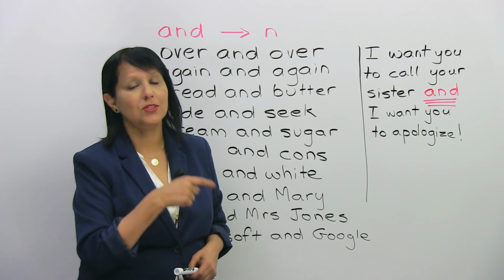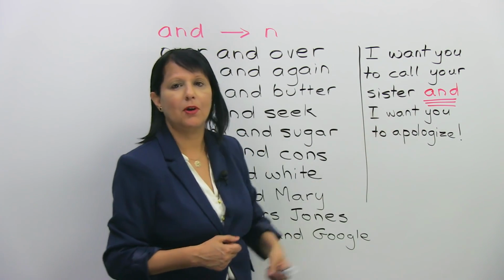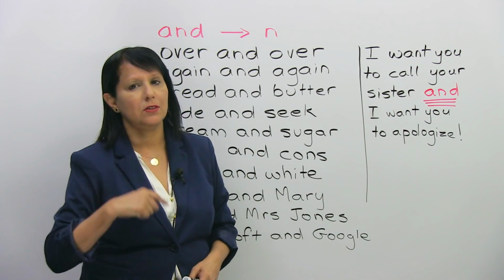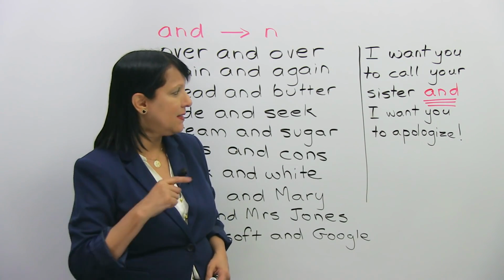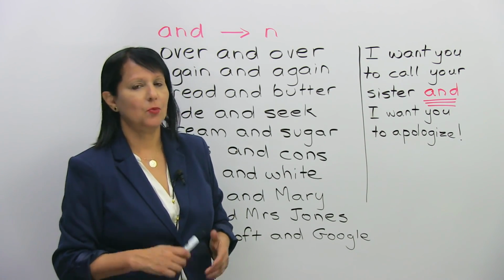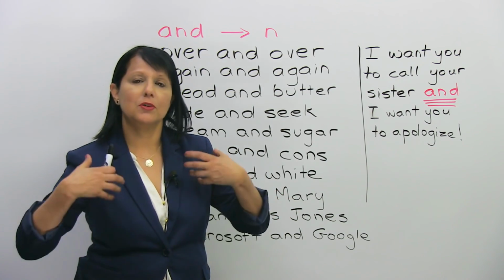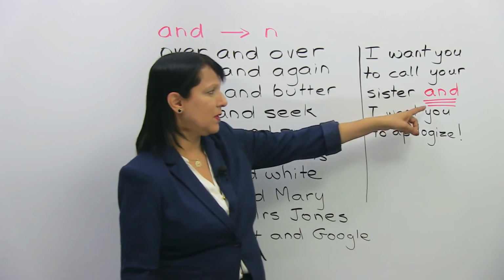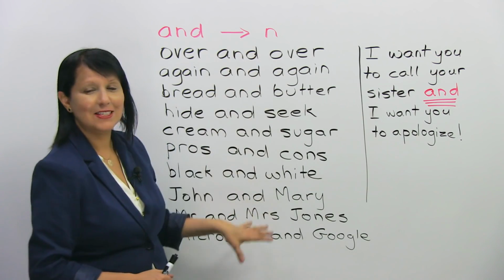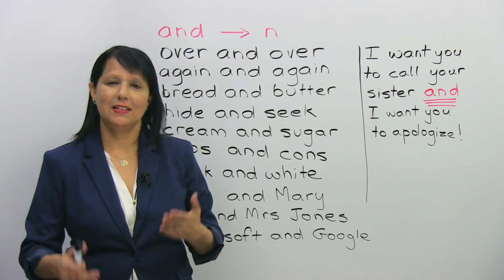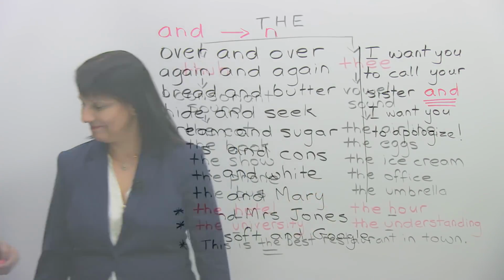Now, in this case, the person who was saying that really wanted to emphasize this second part, that I don't just want you to call your sister, but I also want you to apologize. So that's why in that particular sentence, we don't just say, I want you to call your sister n I want you to apologize. They were emphasizing it. So that's why they said and like and. But most of the time, this is what you need to do. And in the next section, we're going to look at what happens when we use the word the.